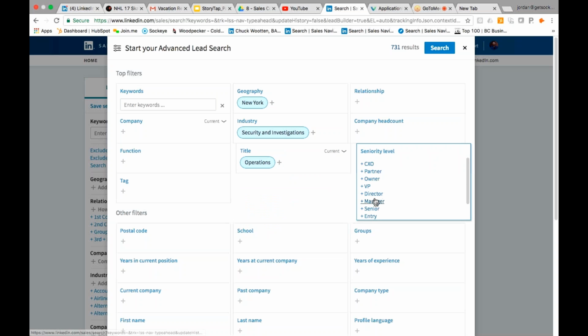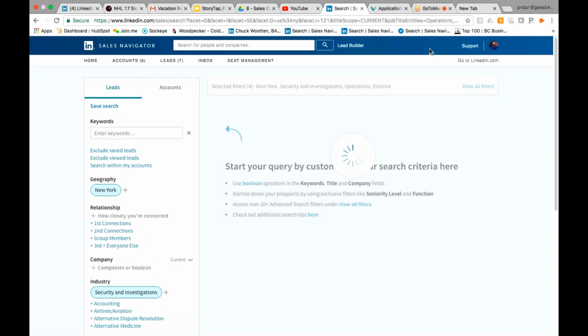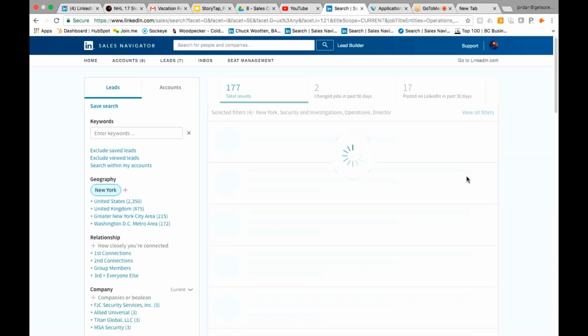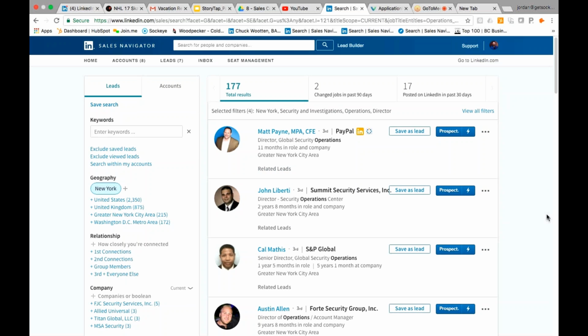Seniority level. Do you focus just on director? My initial searches for each territory, I was very specific, and then I broadened it as I went up the list. I started with director and not director of operations. Okay. Now company size. That's not broad enough. Yeah, you're right. That's too broad.